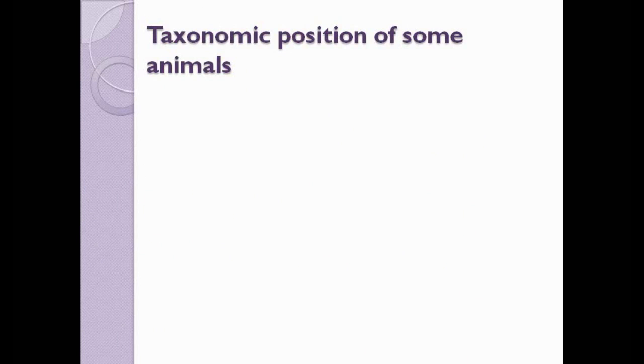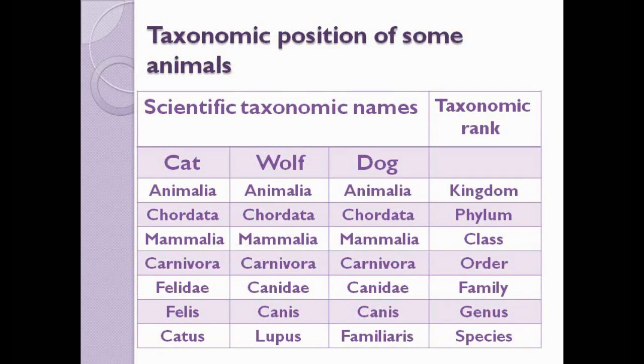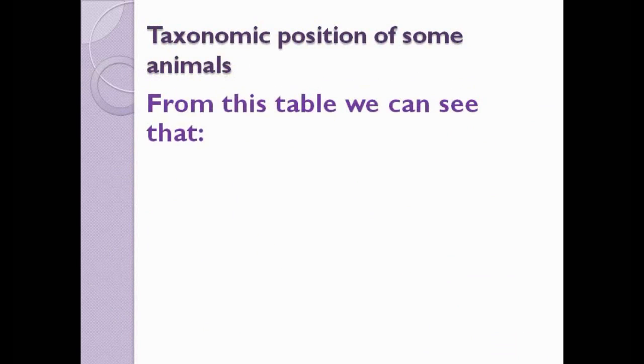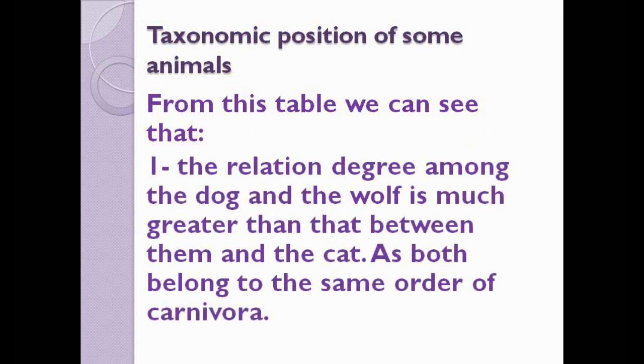Taxonomic position of some animals. By this table we can see the scientific taxonomic names with the ranks of the cat, wolf, and dog, and we will compare between them according to the taxonomic rank. So from this table we can see, number 1, the relation degree between the dog and the wolf is much greater than that between them and the cat, as both belong to the same order of Carnivora.